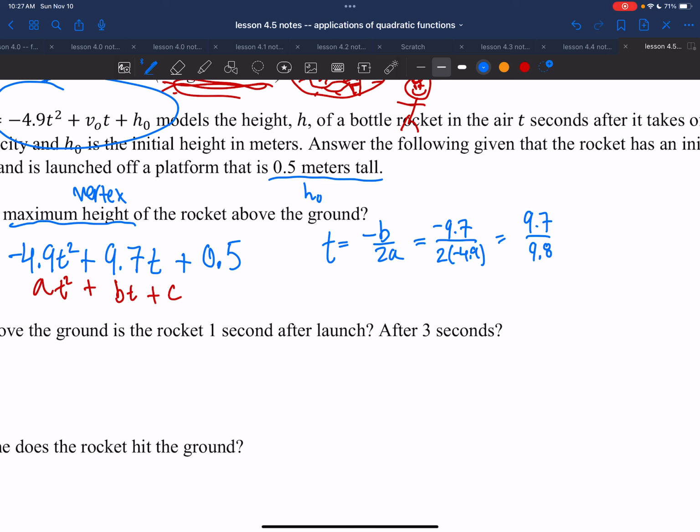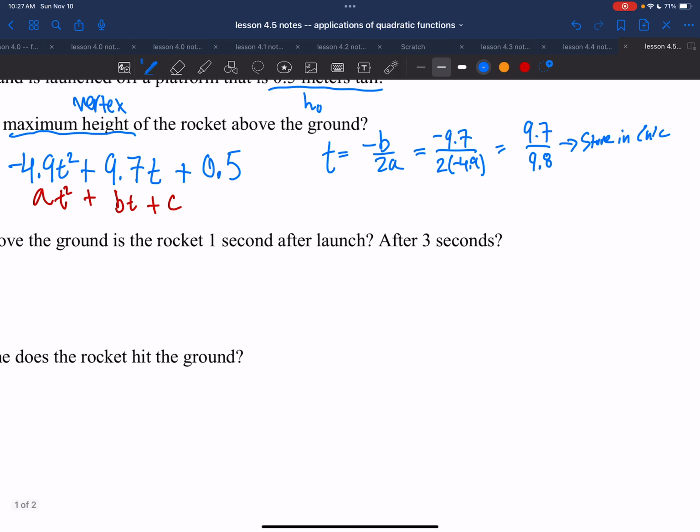So here's what I'm going to do. I'm going to show you a technique. I'm going to take this and store it in my calculator because I want the exact value, 9.7 over 9.8. I'm not going to round that. So here's how I do that.